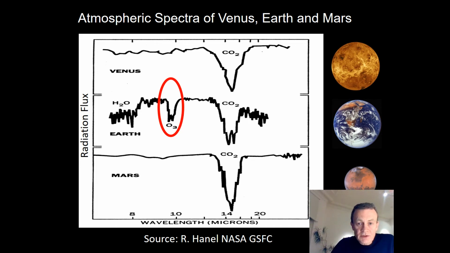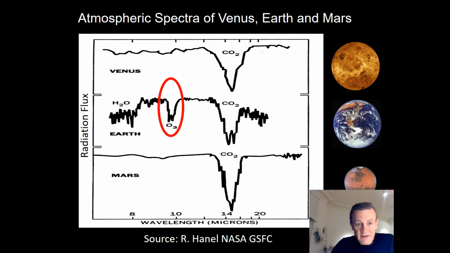This shows an atmospheric spectra of Venus, Earth, and Mars. You see Venus at the top, which has a thick CO2 band, and you see Mars at the bottom, which also has a thick CO2 band. In the middle, you see Earth, and Earth looks different.